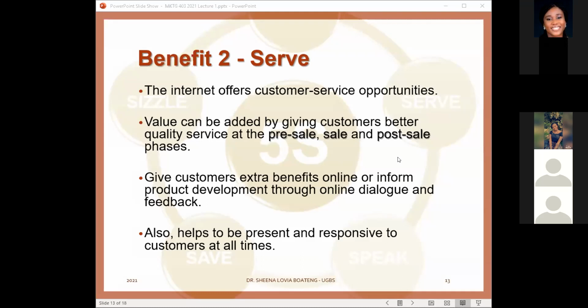When we talk about pre-sale, at the pre-sale point, the customer is not yet your customer. They are your prospect, meaning that you are hoping that they will buy from you. Now, at the pre-sale stage, it's all about being able to convince the customer that the product or service you are selling is the best product or service to satisfy that particular need that they have. And with the internet, there are so many opportunities for you to be able to do so.